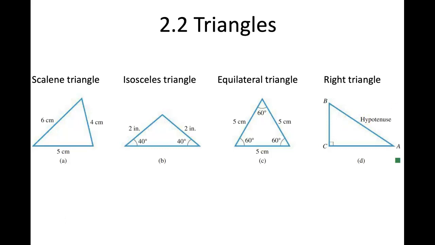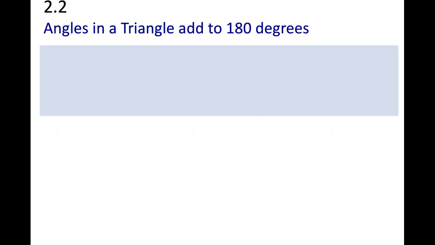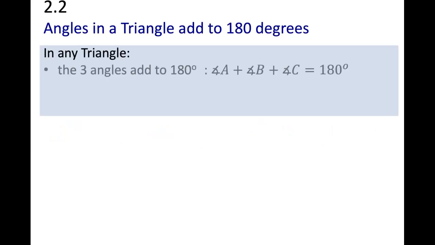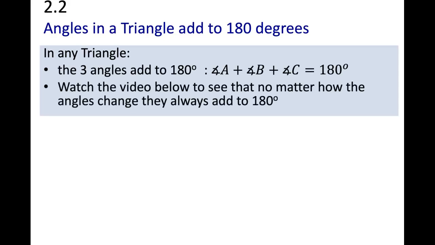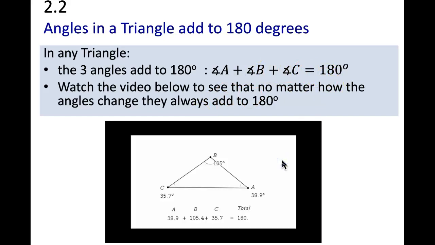Now, let's see if I can get it going. We looked at that equilateral triangle and said, oh, all three of the angles were equal. Well, this is a very important fact in triangles, that the three angles of any triangle add up to 180 degrees. Okay, so no matter what type of triangle it is, whether it's right or scalene or equilateral, it doesn't matter. The sum of the three angles always has to equal 180 degrees.